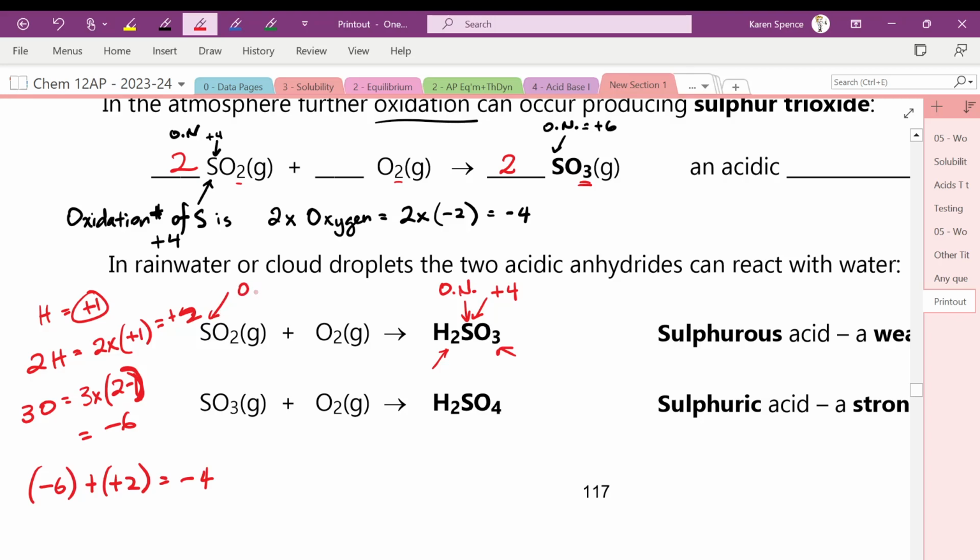Oxidation number of sulfur here. What's the oxidation number of sulfur in SO2? +4. Have we had a change in oxidation number? Sulfur was +4, now it's +4. Was there a change? Is this a redox reaction? No. Okay, so if the oxidation number stays the same from side to side, there is no redox reaction. All right.